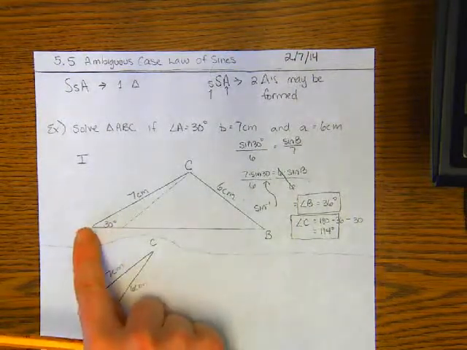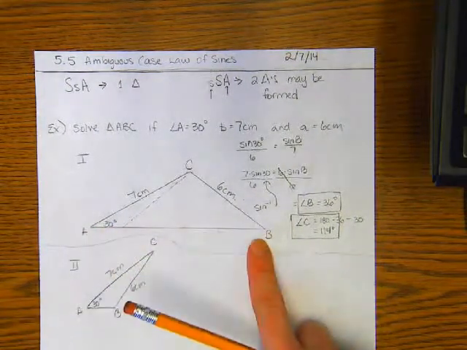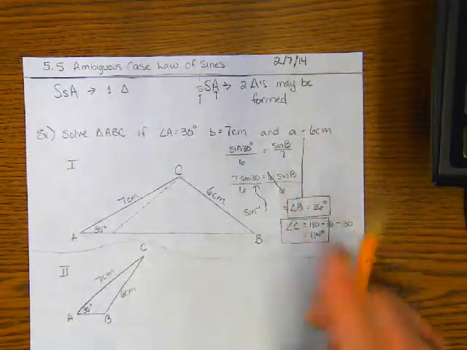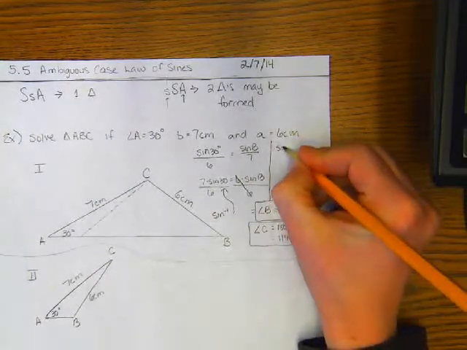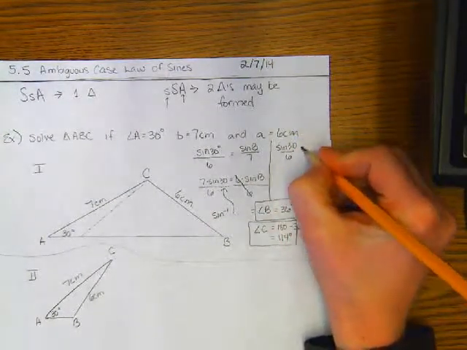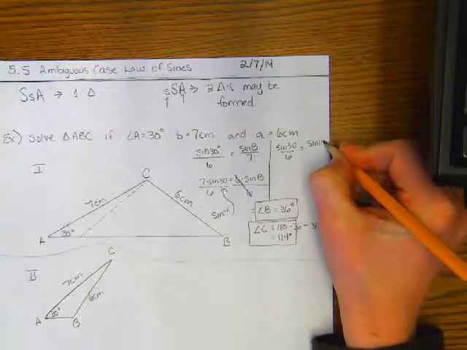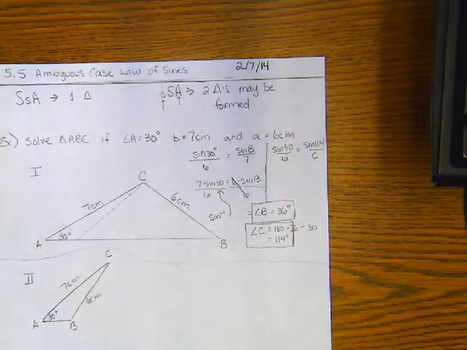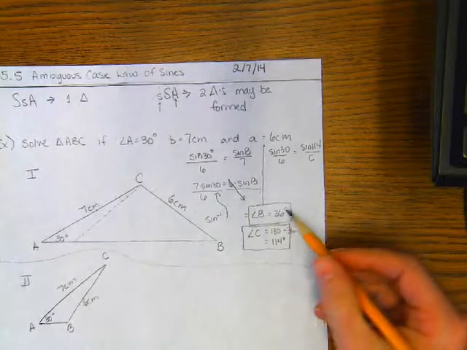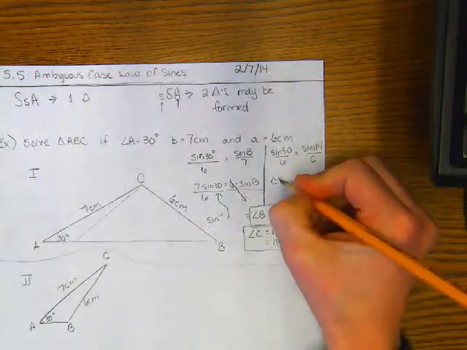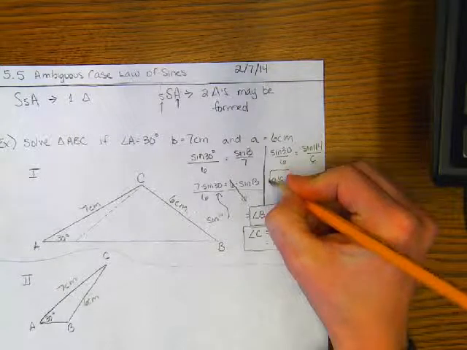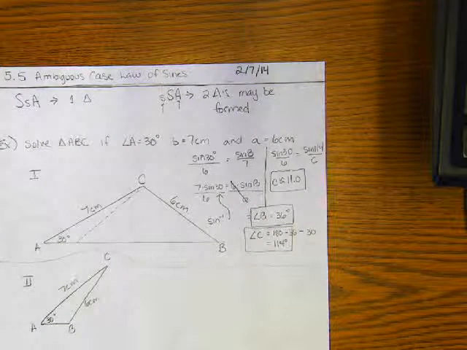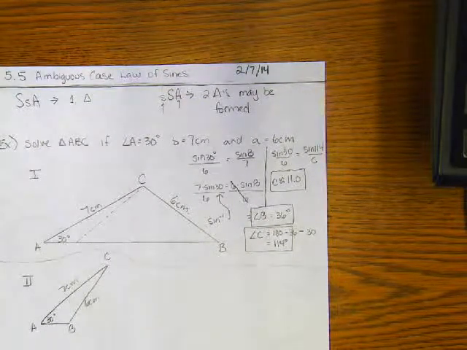Finally, I could find this side, which I'll call lowercase c, by setting up the expression that we started with. So sine of 30 over 6 equals sine of 114 over c. I'm not going to go through it because that takes some time, but if you cross multiply and solve, you get that c is approximately 11.0. All right, let's go back and see what things changed.